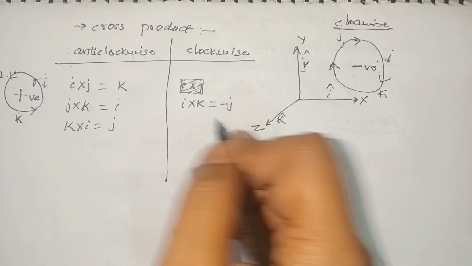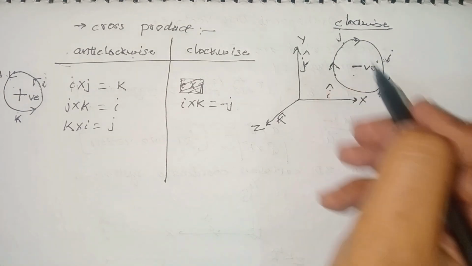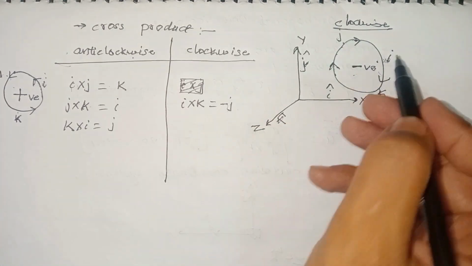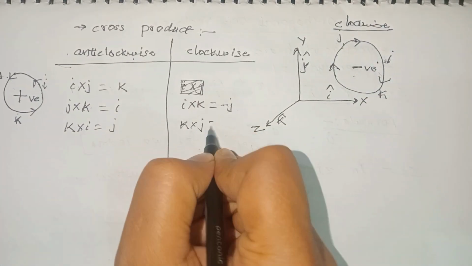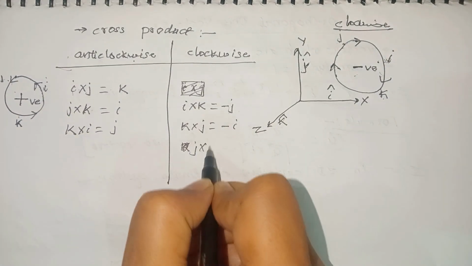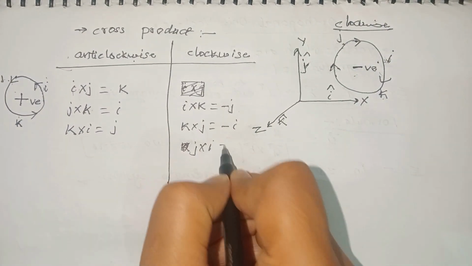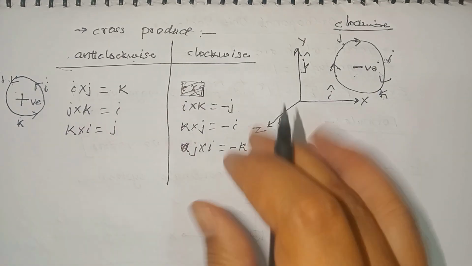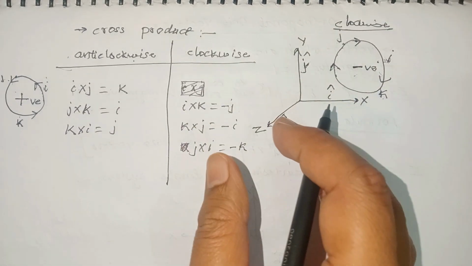And here i cross k equals minus j, k cross j will be minus i, i cross k will be minus j, j cross i equals minus k. This is the way we do the cross product.